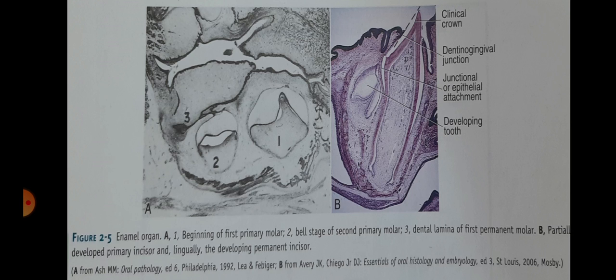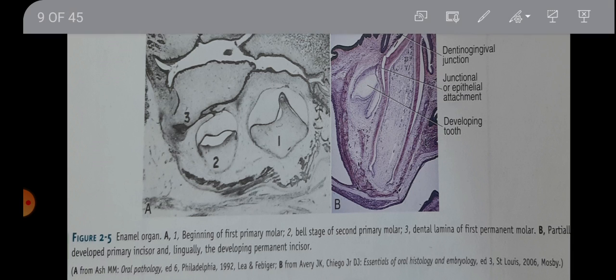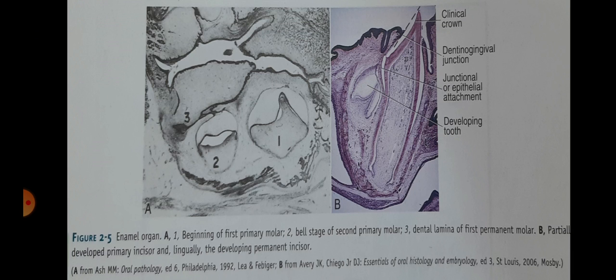In picture B, you can see a partially developed primary incisor and, lingually, you can see the developing permanent incisor. One includes clinical crown, dentinogingival junction, junctional epithelial attachment, and the developing tooth, that is, the permanent incisor.